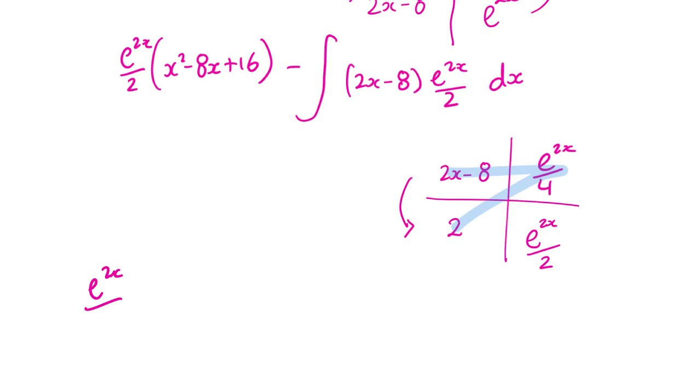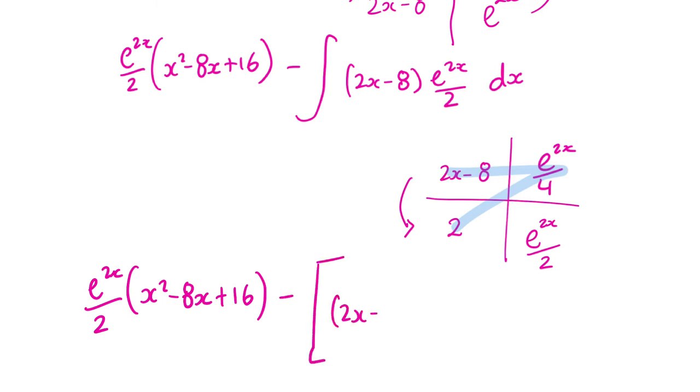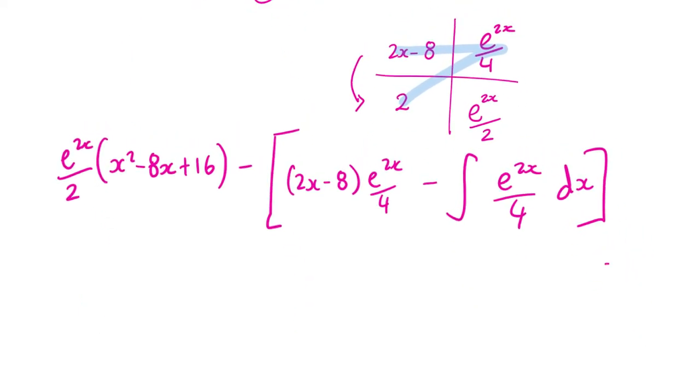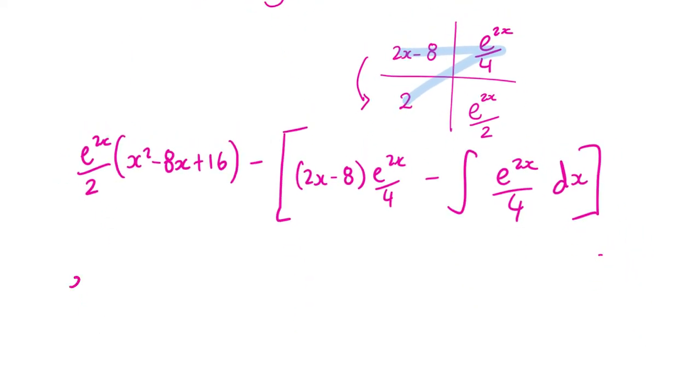E to the 2x over 2 lots of x squared minus 8x plus 16 minus, okay, 2x minus 8 e to the 2x over 4 minus the integral of 2 times, so this is just going to give me a half, 2x over 4. Remember, we're going to times these together. With respect to x. Right, we're nearly there. So now I'm going to have e to the 2x over 2.